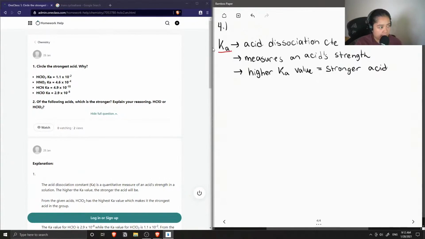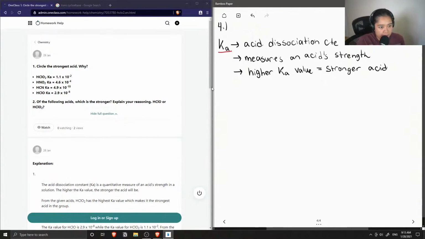So if we look at our different Ka values, the chlorous acid, HClO2, is 1.1 times 10 to the negative 2. HNO2 is 4.6 times 10 to the negative 4. The hydrogen cyanide, 4.9 times 10 to the negative 10. And finally, the HClO is 2.9 times 10 to the negative 8.